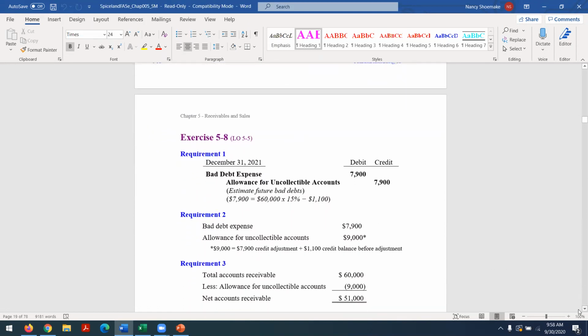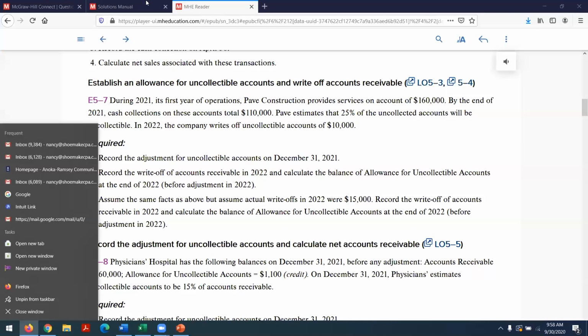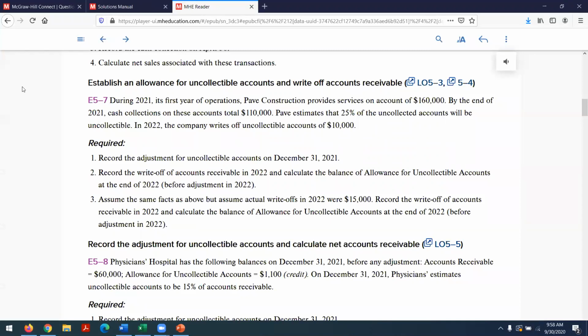Okay, let's look at one more, then we will move on because I'm running behind, and I'm so sorry, guys, that I'm running behind on you. Let's look at exercise 5-8.